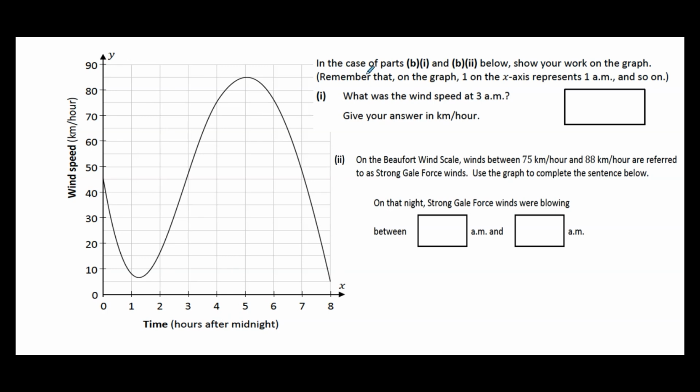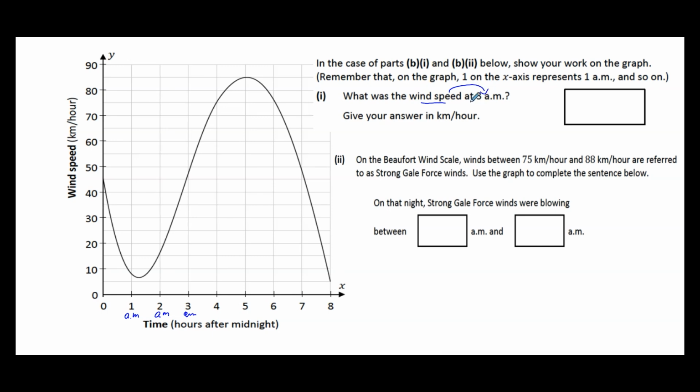So let's see. In the case of part B1 and 2 below, show your work on the graph. So that means we're going to show the arrows. Remember that on the graph, one of the axes represents 1 a.m. and so on. So we can see that that is 1 a.m., that is 2 a.m., 3 a.m., because that's midnight. Okay. So what was the wind speed? They are looking for the speed of the wind. Therefore, they are giving us the time.